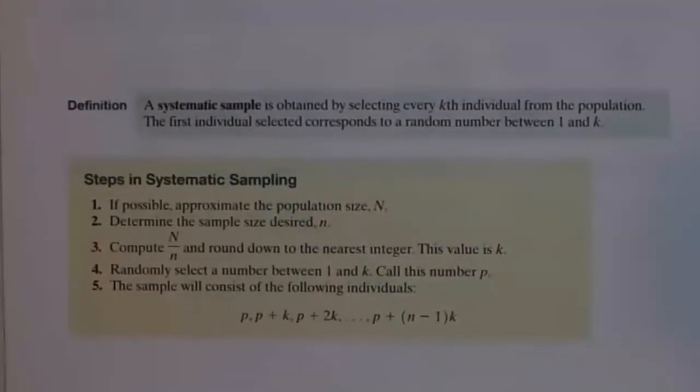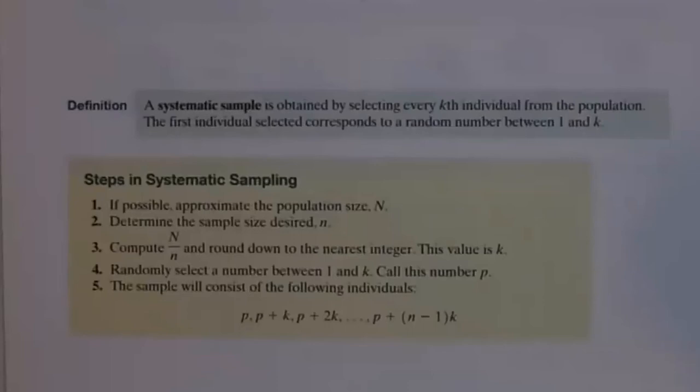Another method of sampling is called systematic sampling. So a systematic sample is obtained by selecting every kth individual from the population. K is representing a number, like every 50th individual, every 200th individual, every 73rd individual, or something like that, right? So K is representing how often I'm selecting someone. The first individual selected corresponds to a random number between 1 and K. So if it's every 73rd individual, the first individual would be somewhere between 1 and 73.